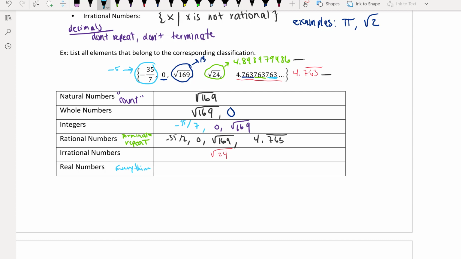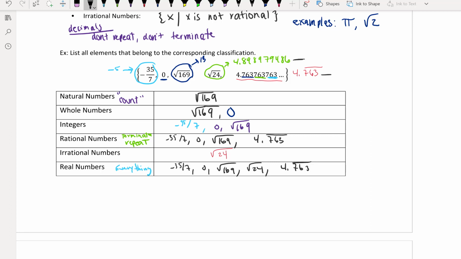So everything would be listed as a real number. Since I'm going to be listing everything, it would be the -35/7, the 0, the square root of 169, the square root of 24, and that 4.763 that's repeating. Okay. Well, I hope that helps.